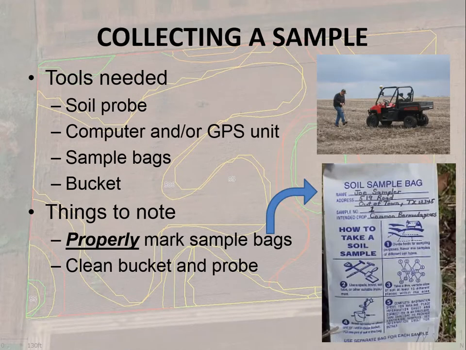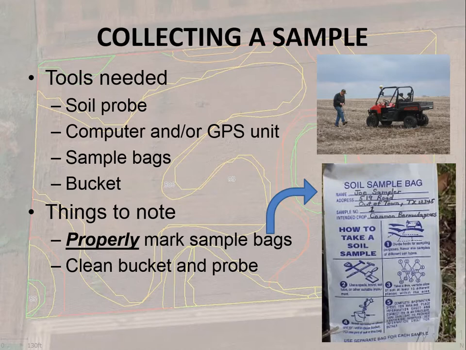So when it comes time to collecting a sample, the main tools that you're going to need are, number one, a good soil probe. And as I mentioned earlier, you're going to need a computer and/or something with a GPS unit so you can georeference those samples. You're going to need the sample bags, and then usually a plastic bucket. The reason being, as you're grabbing those 8 to 12 cores from that area, you're going to put those into a bucket, mix them up, and then dump that into your sample bag. Unless you really want to take the cores and dump them right into the bag itself. I've seen some people do that.